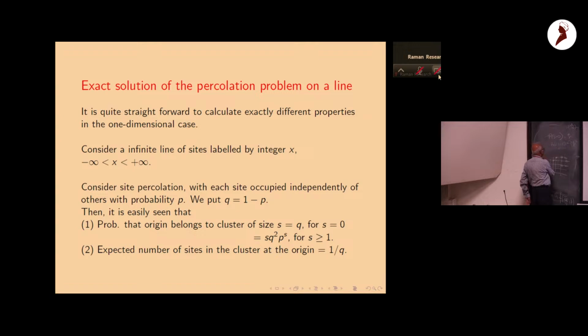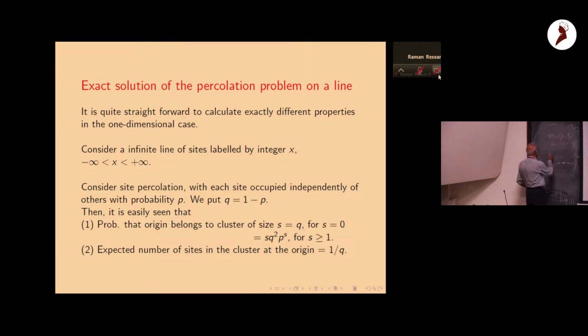Why Q squared? Because origin may have, okay, very good. So this site should be occupied and this should be empty and this should be empty. Otherwise it is not a cluster of size 1. We are working in 1D. So on a line, in 1D, the answer is PQ squared. I can also do the same thing in 2D, but I am not doing it.